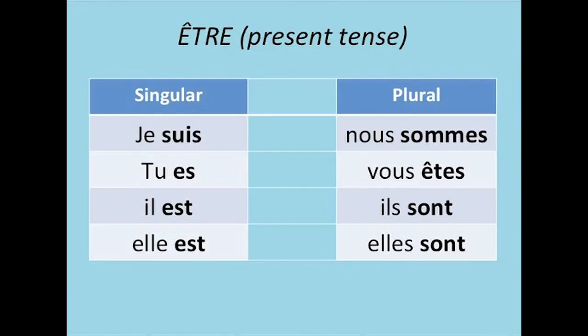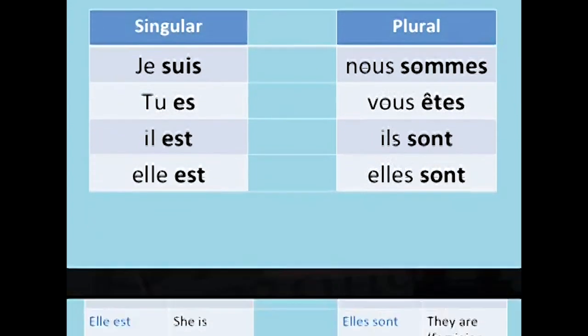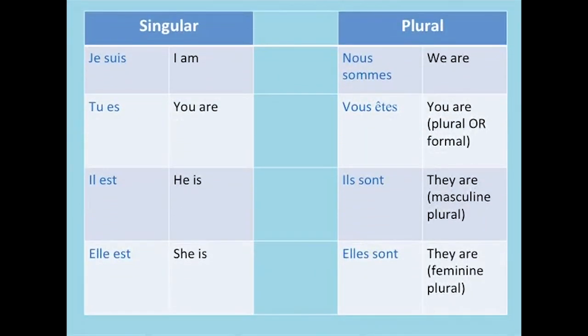Now let us look at the other auxiliary verb être and see how this verb is conjugated in the present tense. Je suis, tu es, il est, elle est, nous sommes, vous êtes, ils sont, elles sont. Let me show you a different chart that includes the English equivalents. Je suis means I am. Tu es means you are.